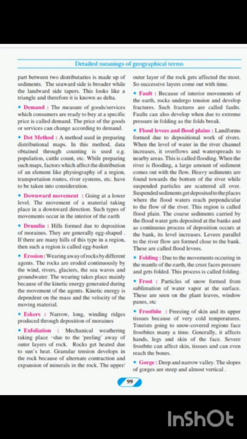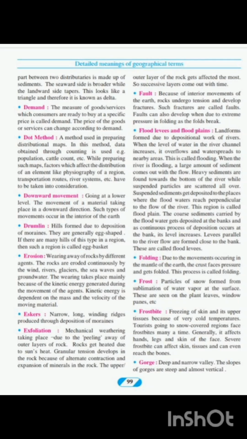The flood levees and flood plains are landforms formed due to the depositional work of the rivers. When the level of water in the river channel increases, it overflows and water spreads to nearby areas. This is called flooding. When the river is flooding, a large amount of sediment comes out with the flow. Heavy sediments are found towards the bottom of the river, while suspended particles are scattered all over. Suspended sediments get deposited in the places where the flood water reaches, perpendicular to the flow of the river. This region is called the flood plain.